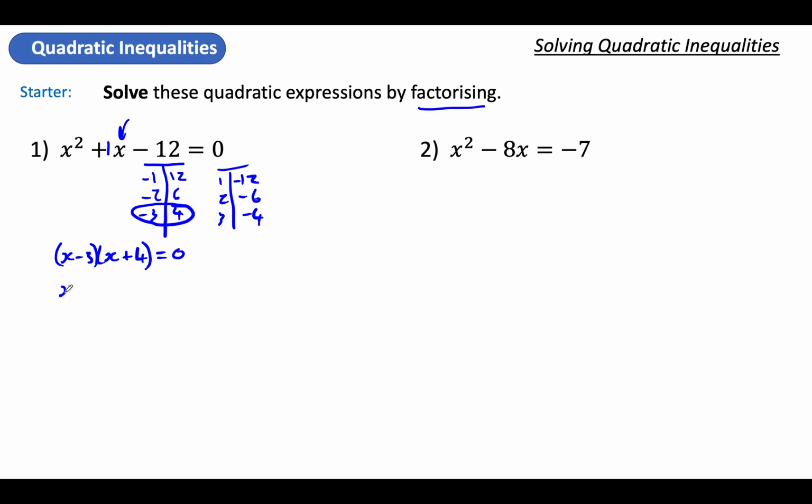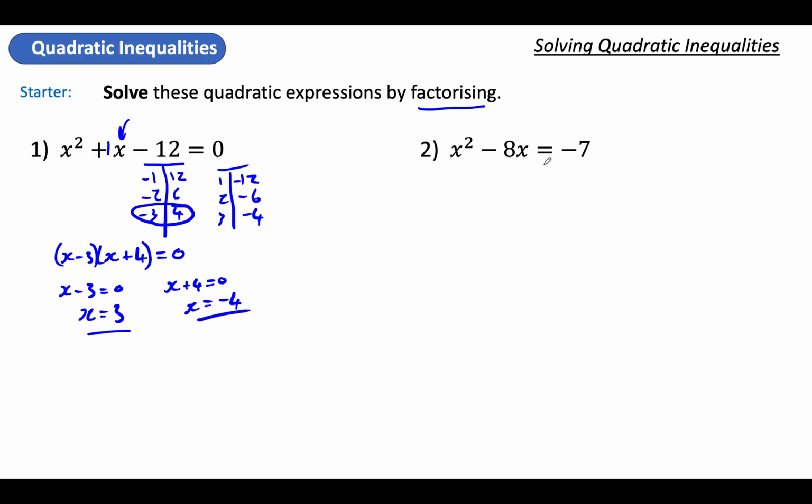And then you're going to try and make each of those brackets equal 0, one at a time. And this one will happen when this is positive 3, when x equals positive 3. And then we'll make the other bracket equal 0. And that's going to happen when x is negative 4. So the two answers are x equals 3 and x equals negative 4.